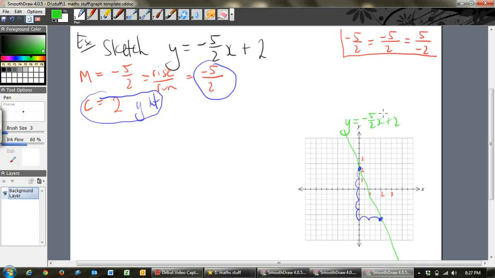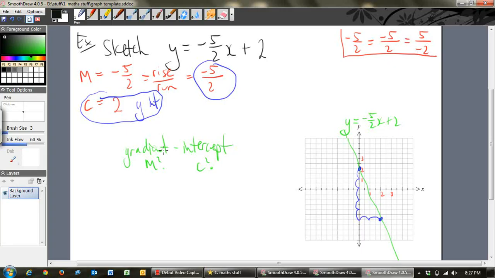And so let's just check this. It's got a negative gradient. Can you see how it's got a negative gradient? So it should be going downhill from left to right. Yes, it's going downhill from left to right. So that's good that we know how to do that. And that is the sketching using, it's called the gradient-intercept method. It's called that because we look at the line and we look at the equation and figure out what's the gradient, what's the y-intercept, and then we sketch using that information.